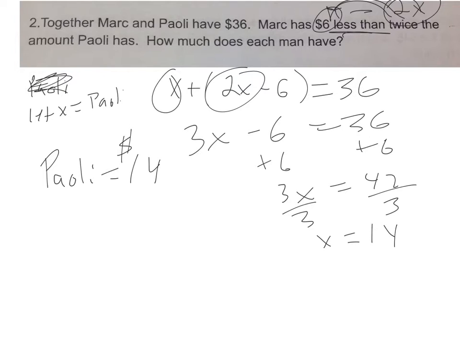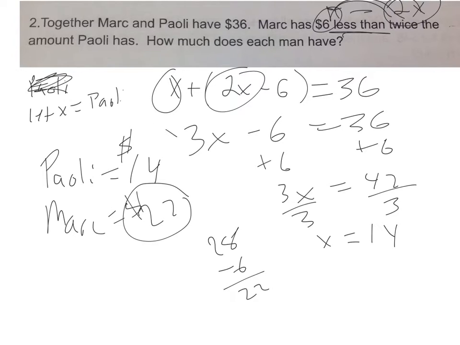Mark, on the other hand, has 6 less than twice the amount of Paoli. Twice the amount of Paoli would be $28. 2 times 14 is 28. Minus the 6 is going to be $22. So Mark has $22. And you can see that is correct because 22 and 14, when you add them up, that gives you 36. Let's go to the next one.